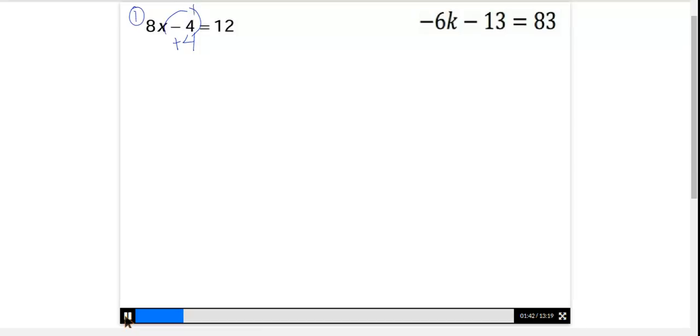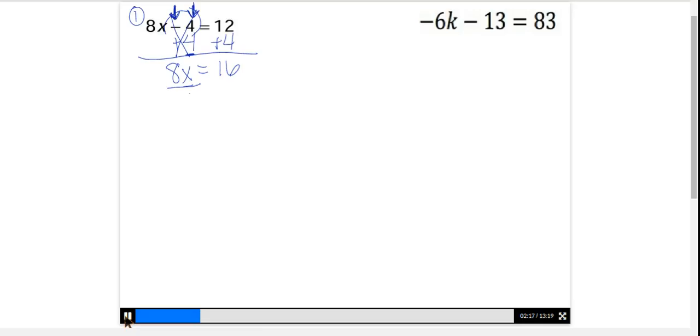So I can take whatever number's right here, 4, and put it here, and the opposite operation of subtraction is addition, so I put addition, and that will cancel out this piece right here. Minus 4 plus 4, that cancels out, and now I just have 8x on this side. What I do to one side, I have to do to the other, and since I added 4 on the left, I have to add 4 on the right. 12 plus 4 is 16. So 8 times some number gives me 16.